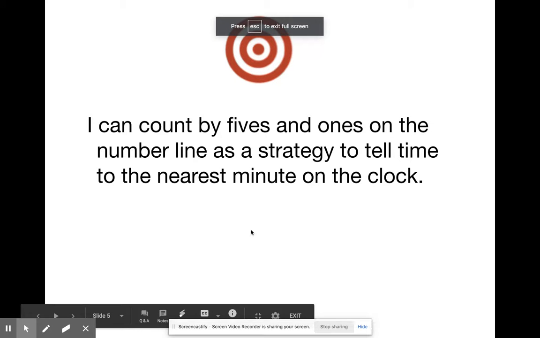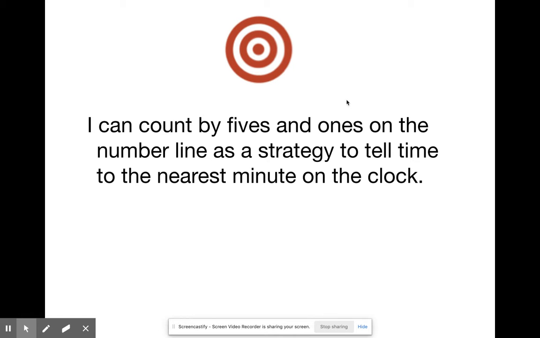Good morning, everybody. We're moving into lesson 3 in module 2, and the I can statement is I can count by fives and ones on the number line as a strategy to tell time to the nearest minute on the clock. So we have seen the clock with some tick marks and we've been counting by fives, but there's little tick marks in between on a clock, and we're going to talk about what those little tick marks stand for. So if you haven't already, pause the video and take some time to pull out a dry erase marker.